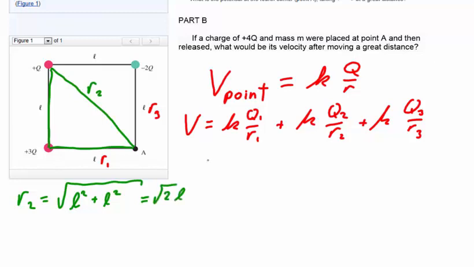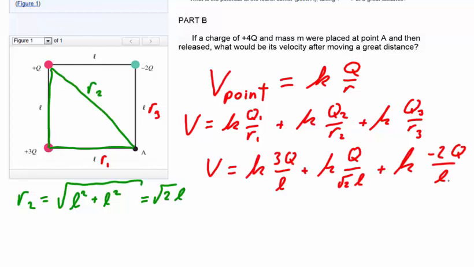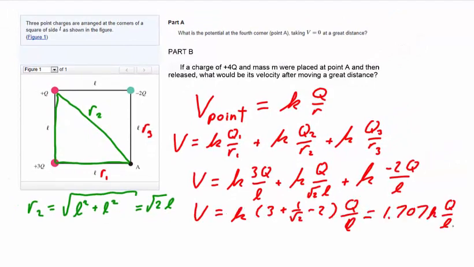In this case, the formula for the total electric potential at point A becomes k3Q over L plus kQ over square root 2 L minus k2Q over L. Combining these terms, we have the simplified result of 1.707 kQ over L.